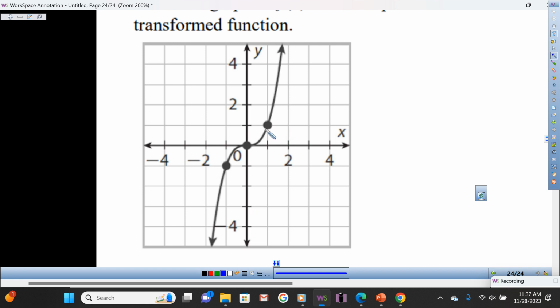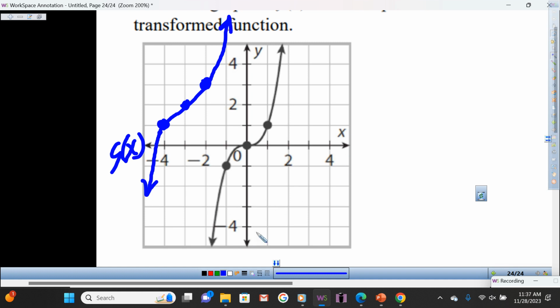So I'm going to go 3 to the left, 1, 2, 3, then 1, 2 up. This one, 1, 2, 3, 1, 2. This one, 1, 2, 3, 1, 2. And then we just make our function. However, this is what? G of x.